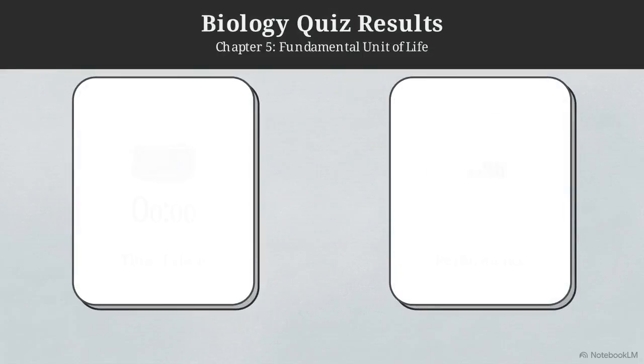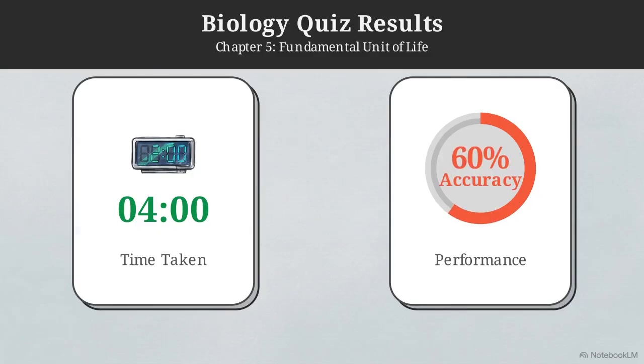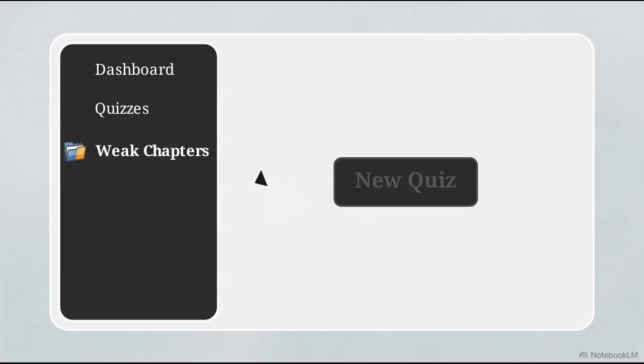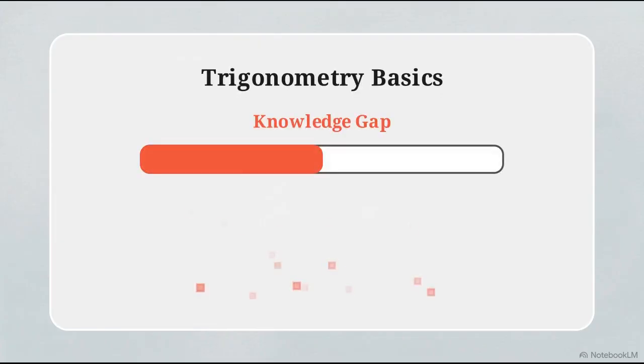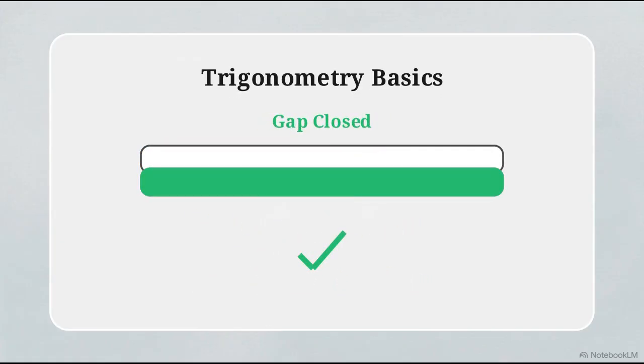So imagine your dashboard shows you finished a biology quiz in an impressive 4 minutes, but your accuracy is sitting at 60%. What exactly do you do next? You ignore the button for a new quiz. You slow down and you immediately click the auto-populated list of weak chapters, like trigonometry basics, to repair those specific gaps before attempting another timed set.